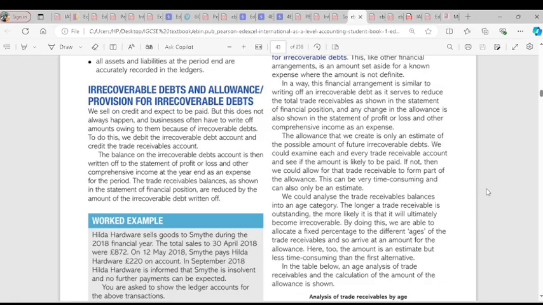So this means the expenses of the business will increase, which is posted in the statement of profit or loss. As soon as you have an irrecoverable debt, it increases your expenses as a business. So that goes to your statement of profit or loss and other comprehensive income. At the same time, double entry, yes.